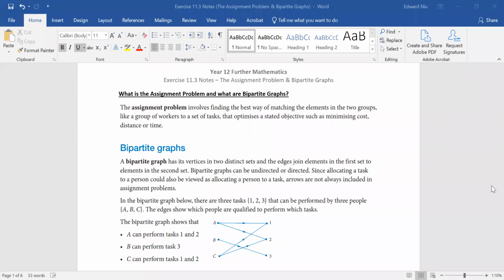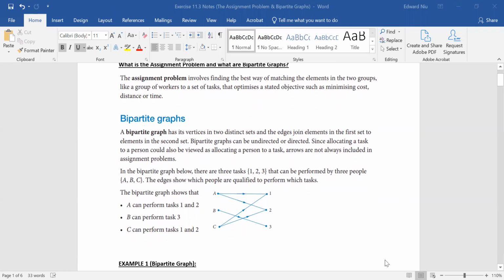Welcome to exercise 11.3, where we take a look at the assignment problem and bipartite graphs. So what is the assignment problem and what are bipartite graphs? The assignment problem involves finding the best way of matching the elements in two groups, like a group of workers, to a set of tasks the most efficient or cost-effective way. Long story short, that might sound like a lot, but let's begin by taking a look at bipartite graphs and how it fits in the grand scheme of things.